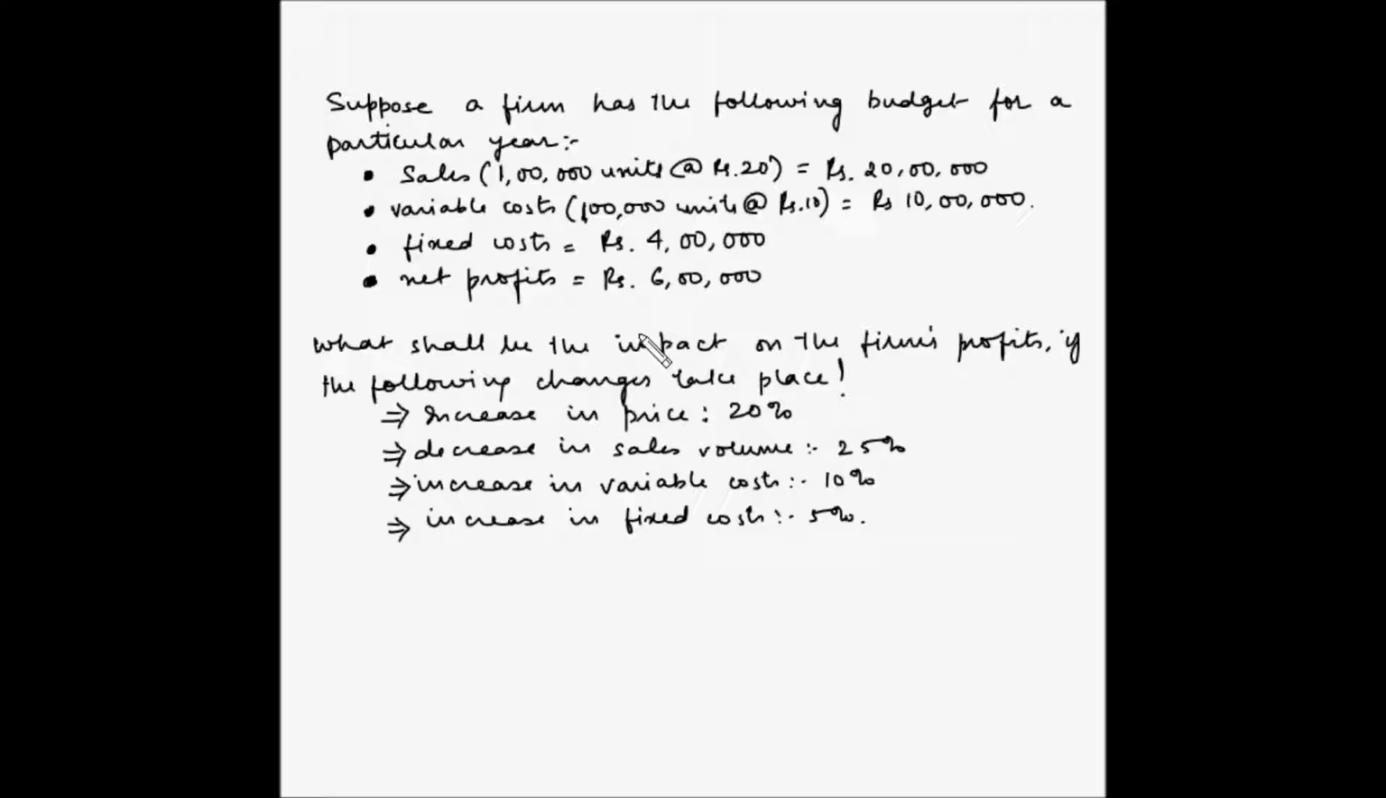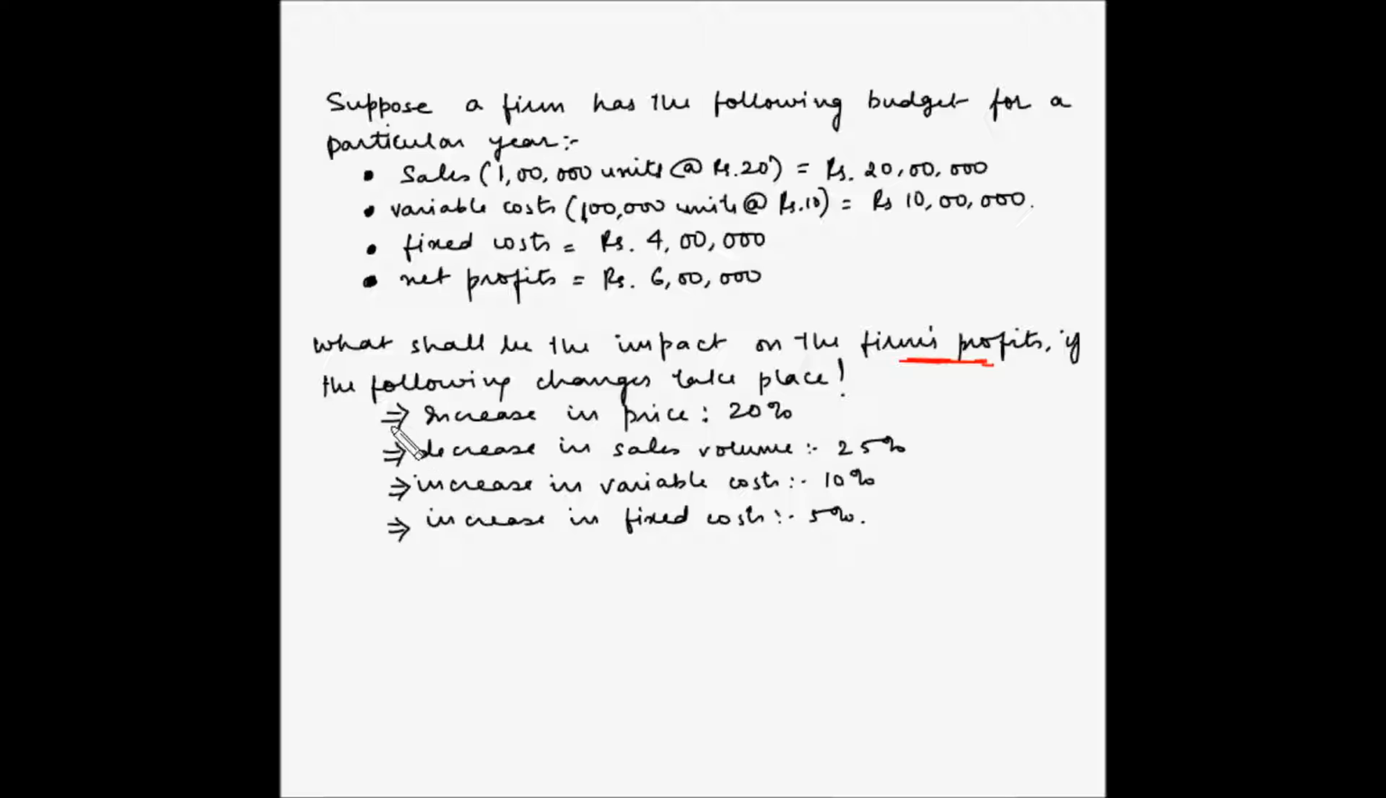Now they are doing a what if analysis and saying what shall be the impact on the firm's profits if the following changes take place. So they are saying what if the price increases by 20%, sales volume decreases by 25%, the variable cost increases by 10%, and the fixed cost increases by 5%. What will be the impact on the firm's profit?